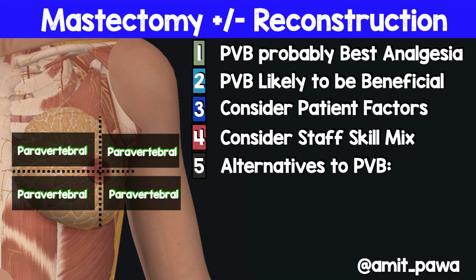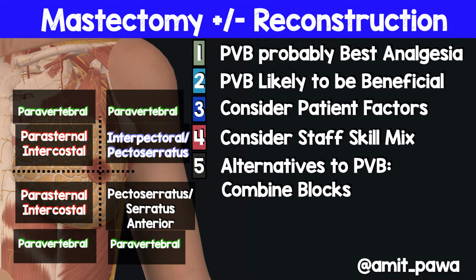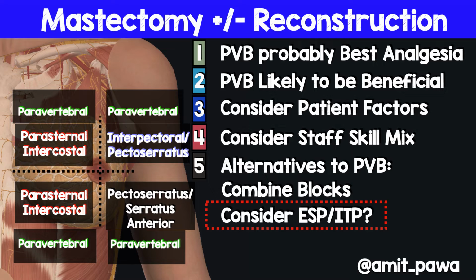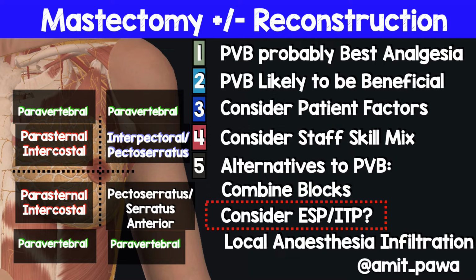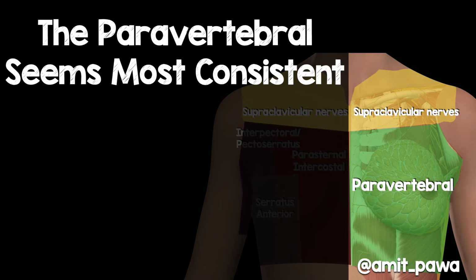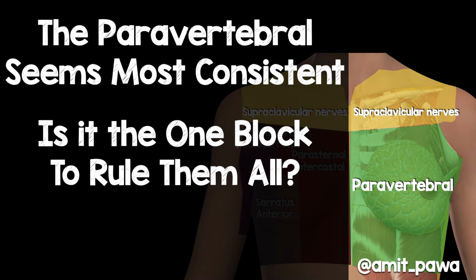So are there alternatives? Well, you could again do a combination of blocks. You could do the medial chest wall coverage by doing the parasternal intercostal plane blocks, and you may choose to add in serratus anterior plane or pectus serratus to get the lateral coverage. But again, if you wanted to, you could consider doing the paraspinal plane blocks, the ESP or the ITP here. And worst case scenario, there is always the option of either local anesthesia infiltration or surgically administered serratus plane, pectus serratus plane. I think, however, that the paravertebral seems to be the most consistent.